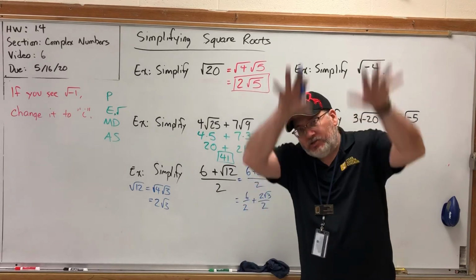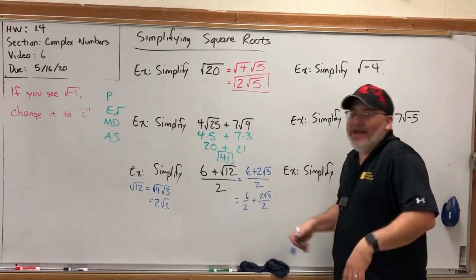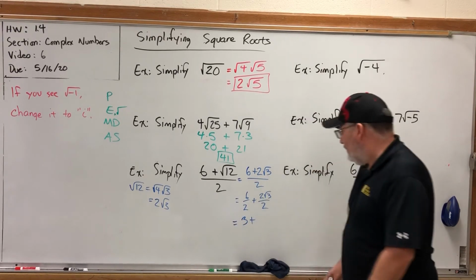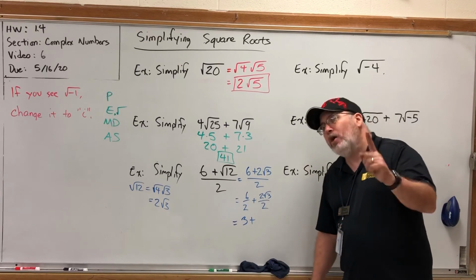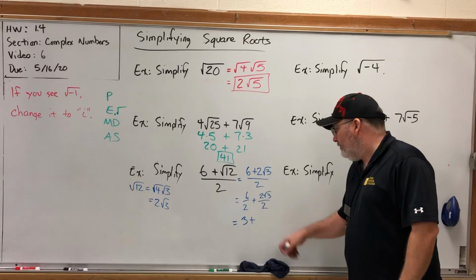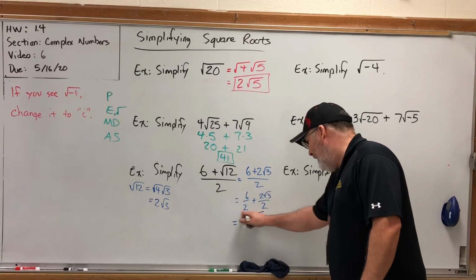So by splitting it into 2 fractions, the addition is no longer inside of either fraction, and I can reduce both of them. 6 divided by 2 is 3. In the second fraction, the 2 on the top is now part of a multiplication problem only. It's no longer part of an addition problem. The 2 is eligible to cancel, the 2 2's cancel, and we get the square root of 3, and that would be our best answer.